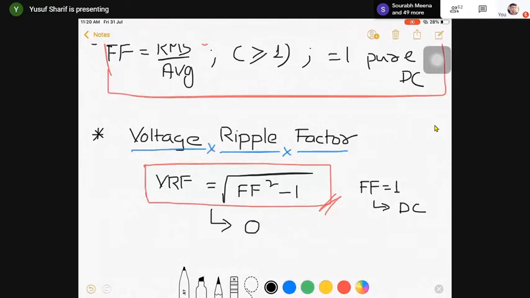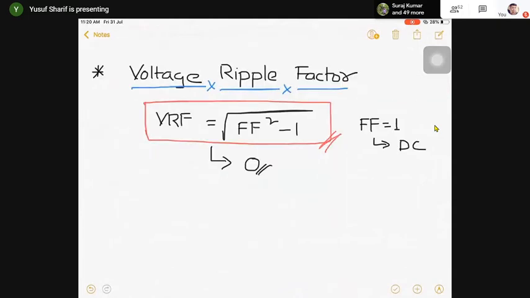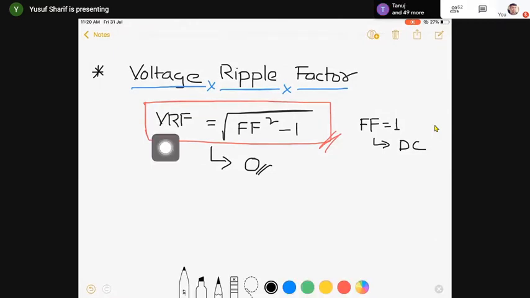Just as we saw the significance of the form factor, this voltage ripple factor should also have some significance, right? So when I calculate the voltage ripple factor, what will I understand from it? What will this parameter explain to you? You will understand from this result. We calculated the voltage ripple factor for pure DC and the result is 0. So according to you, what information do you get from the voltage ripple factor?